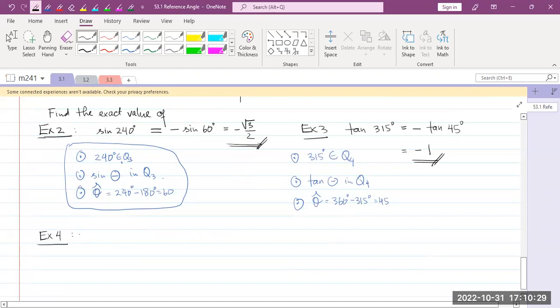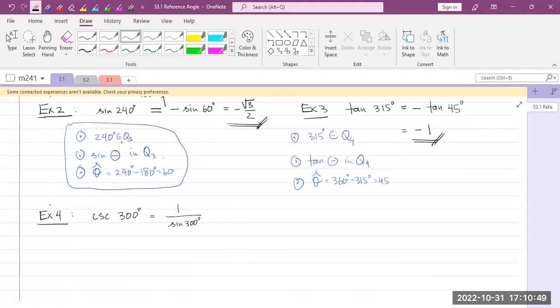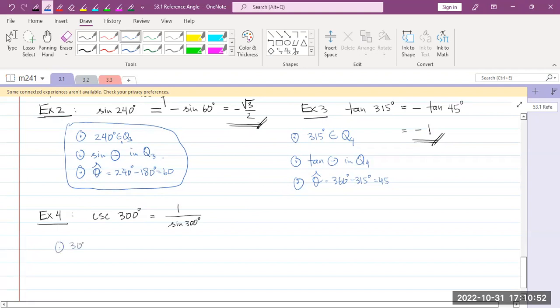What happens if we have, for example, cosecant 300 degrees? Oh, this is cosecant. Let's change it into one of the primary three functions first. Cosecant is the reciprocal of sine. So this is 1 over sine 300 degrees, right? Okay. Now then, ask ourselves, which quadrant is 300 degrees in? That is in quadrant 4. Now, in quadrant 4, sine is negative.